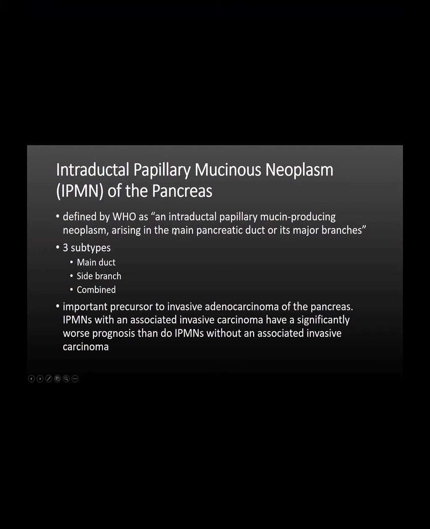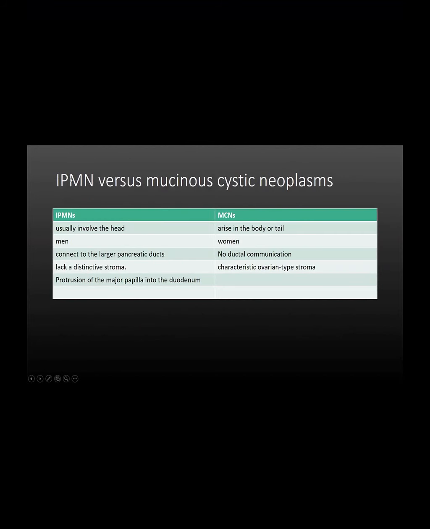IPMN is defined by WHO as intraductal papillary mucin-producing neoplasm, with 3 subtypes: main duct, side branch, and combined. These are pre-malignant. They can develop foci of invasive adenocarcinoma in them. And the important differential diagnosis, which I think we've discussed a couple of times in our conference, is the difference between IPMNs and mucinous cystic neoplasms.